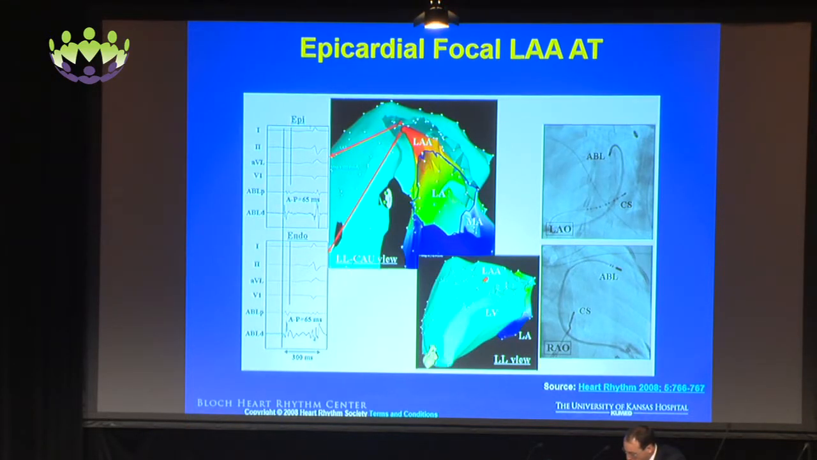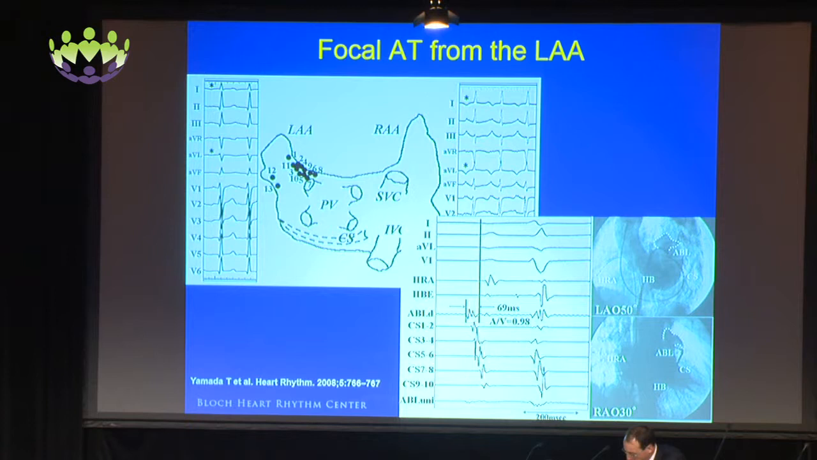Sometimes these appendageal tachycardias or appendageal arrhythmias could be epicardial in nature, and access to these arrhythmias from inside the appendage could be very tricky. As a result of which, ablation of this can also become extremely difficult.